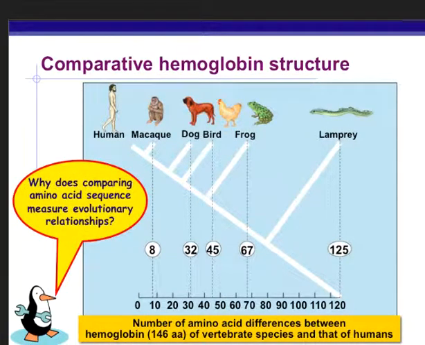Comparing these amino acid sequences measures evolutionary relationship because the necessary chemicals are going to be the same for each thing. It's the things that are more closely related. If they've lost the need for a certain amino acid or amino acid set, then they're not as closely related.